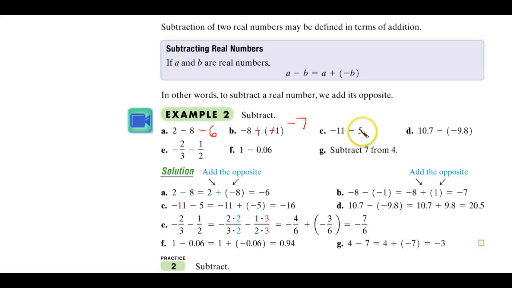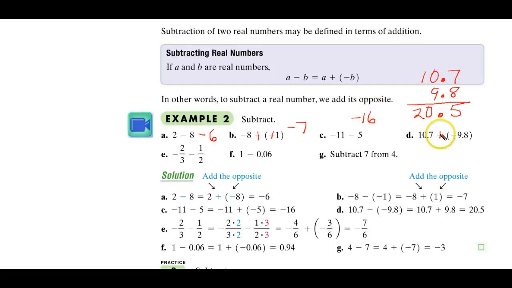Here we have two negatives. We're just going to add them together and use the common sign, negative. And again, this becomes a positive. And you want to line up your decimals. So the opposite of a negative is a positive. Two negatives make a positive, and we can just add them up.